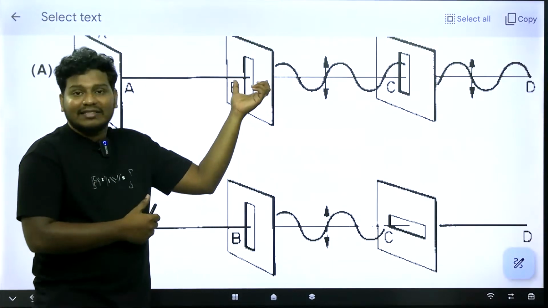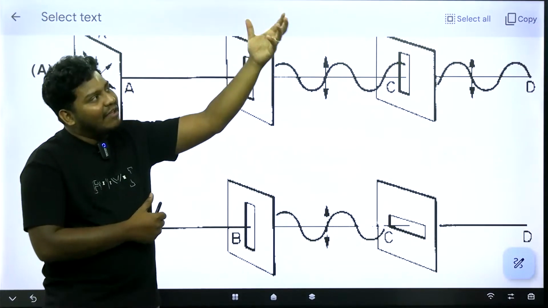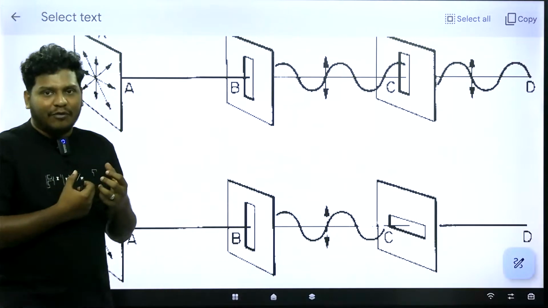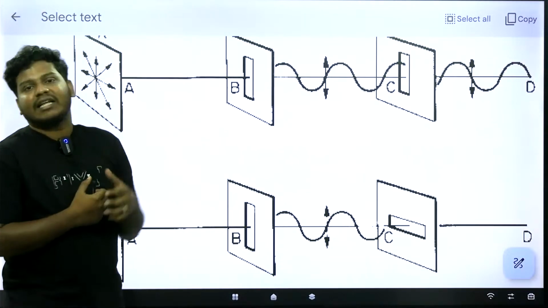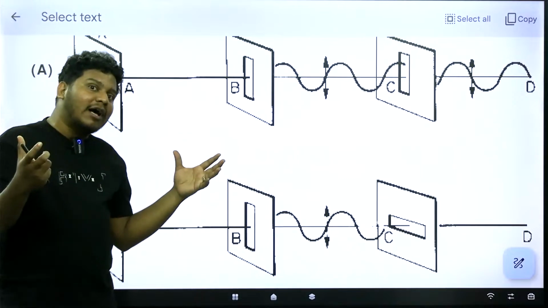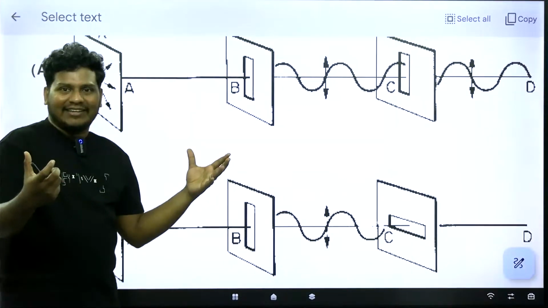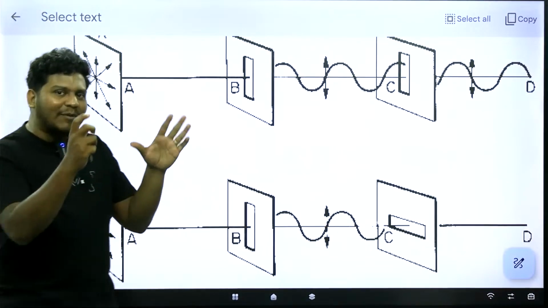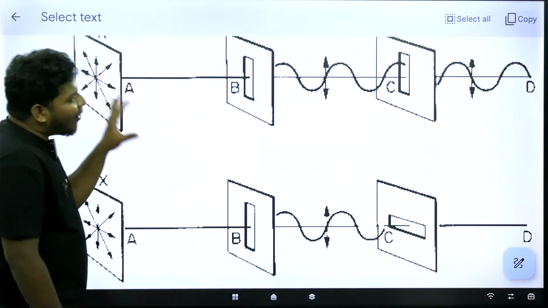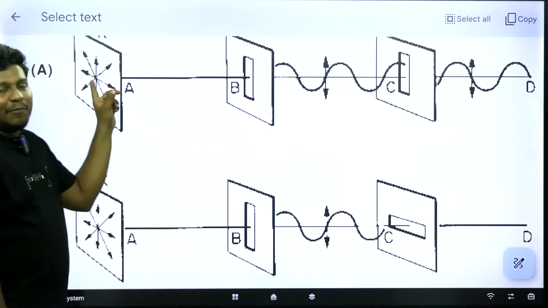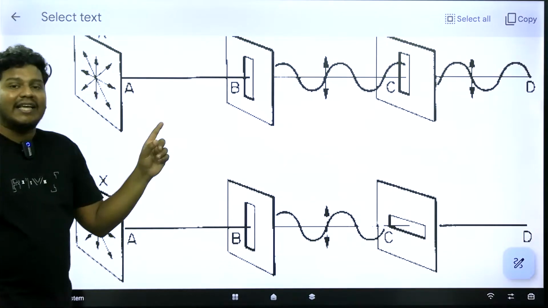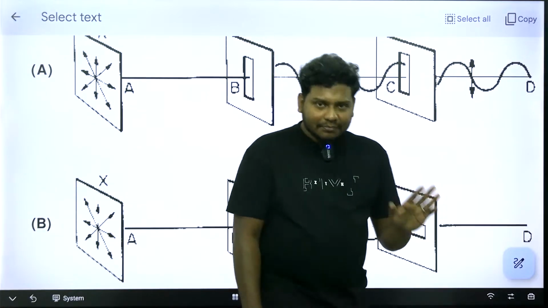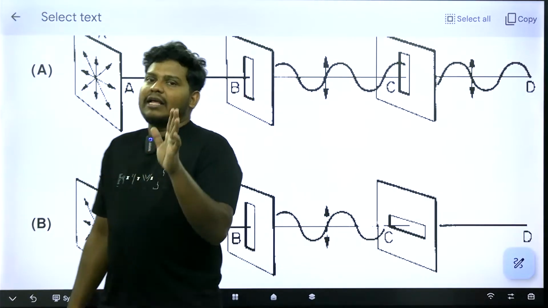So this is how we can stop many waves and allow only a few waves. Using those few waves, we can see the object without it being too bright. We can see the light normally. So this is the concept of polarization. We can only polarize what kind of waves? Only transverse waves. We can't polarize longitudinal waves, guys. Polarization is only for transverse waves.